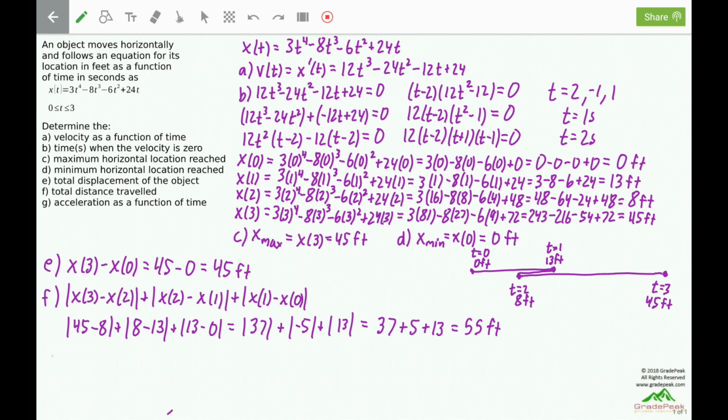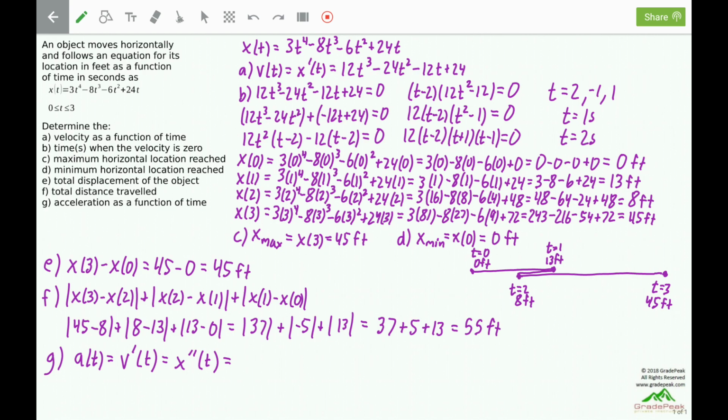For part G, we want the acceleration as a function of time. The acceleration function of time is the derivative of the velocity function of time, and therefore will be the second derivative of the position function of time. We have the velocity function of time in part A. We're going to take the derivative of that.